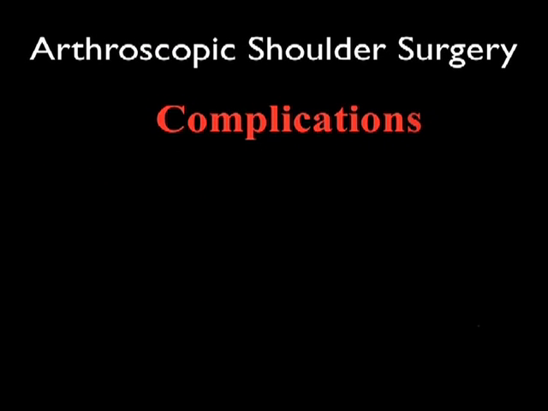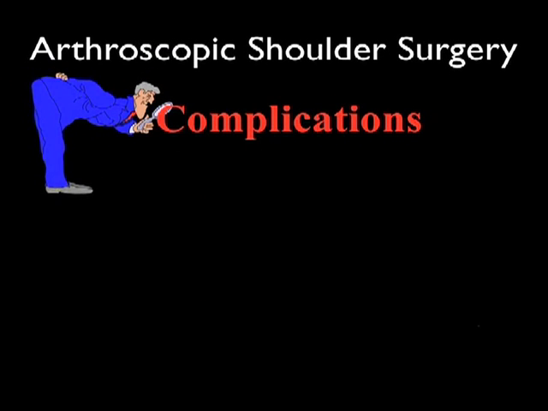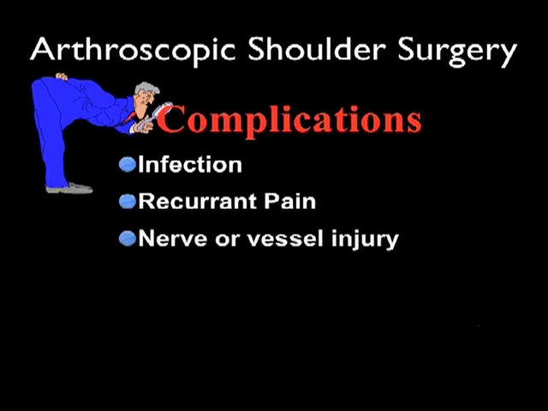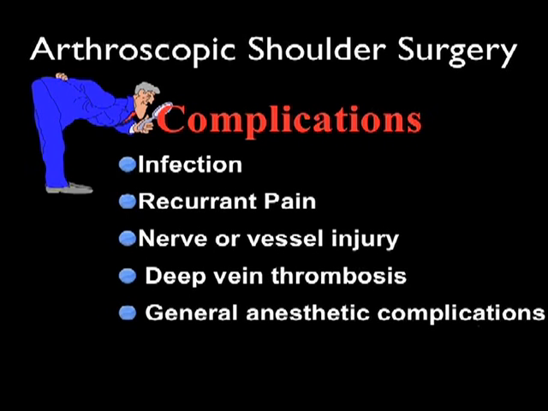Complications include those of any surgery: infection, which occurs in 1 in 100 patients; recurrent pain, which occurs for all reasons in 15% of patients; nerve or vessel injury, which is extremely rare; the general complications of anesthesia; and stiffness, which can follow any shoulder surgery, and which, if present, can prolong recovery and even require a second procedure.